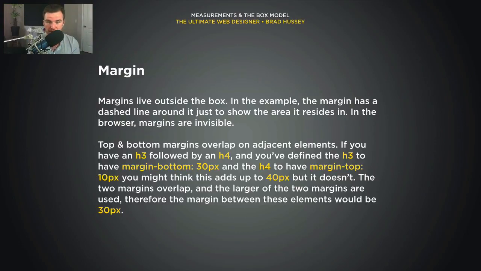Top and bottom margins overlap on adjacent elements. So if you have a level 3 heading followed by a level 4 heading, and you've defined the H3 to have a margin bottom of 30 pixels, and the H4 to have a margin top of 10 pixels, you might think that this adds to 40 pixels, but it doesn't. The two margins overlap, and the larger of the two margins is used. Therefore, the margin between the two elements would be 30 pixels.